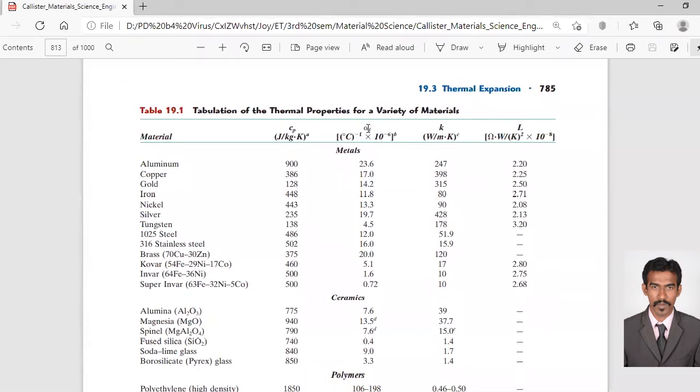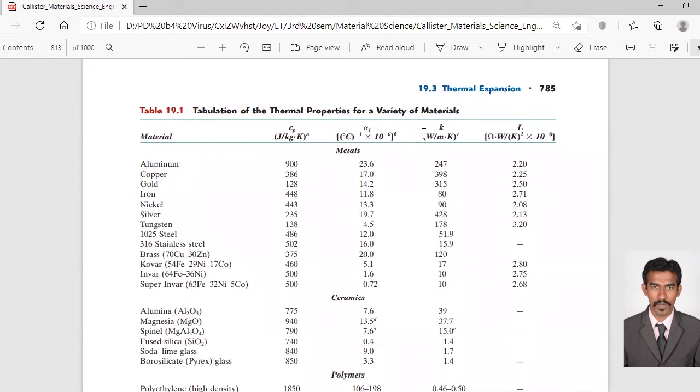And here we have alpha. Alpha, I told you, is the thermal expansion coefficient, which means whenever you provide heat energy, there will be some increase in the length, area or volume, right? That is this alpha. You see it in the range of 10 to the power minus 6. This is why the change in volume, length or area is very, very small in solids compared to liquids and gases, right?